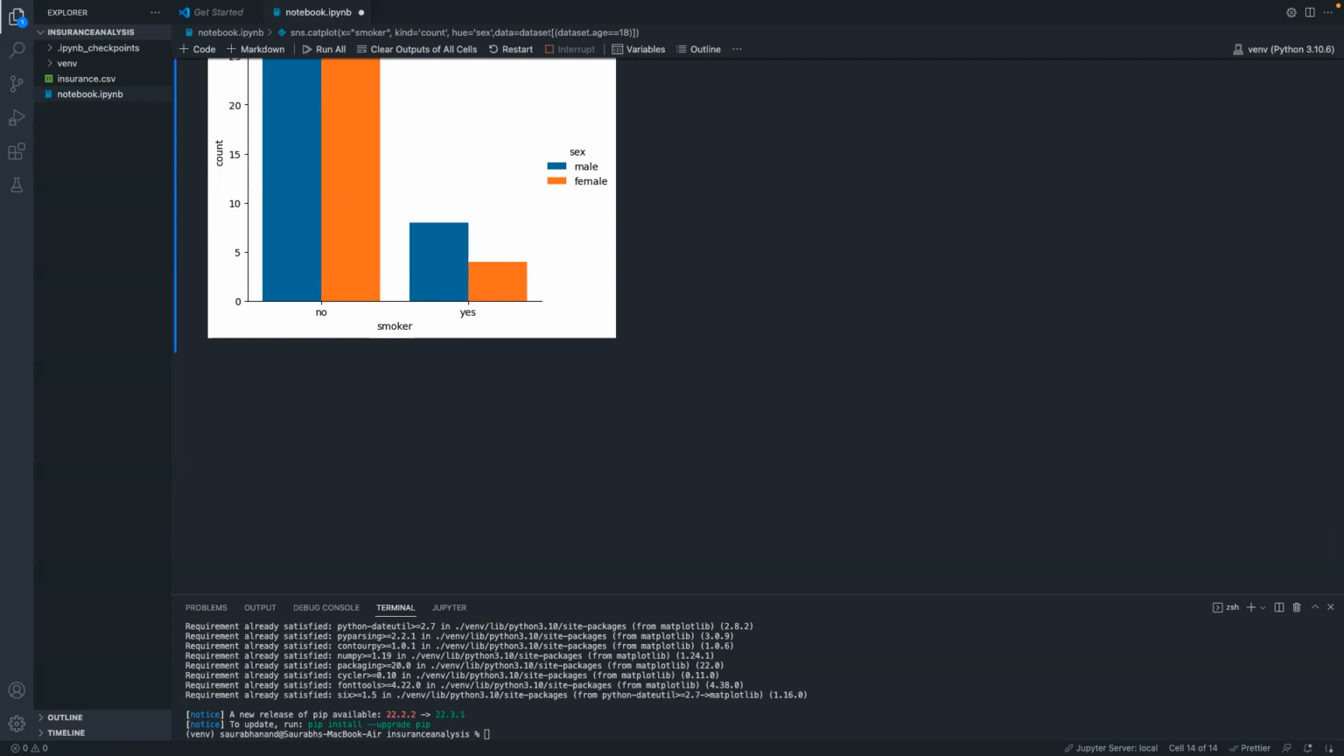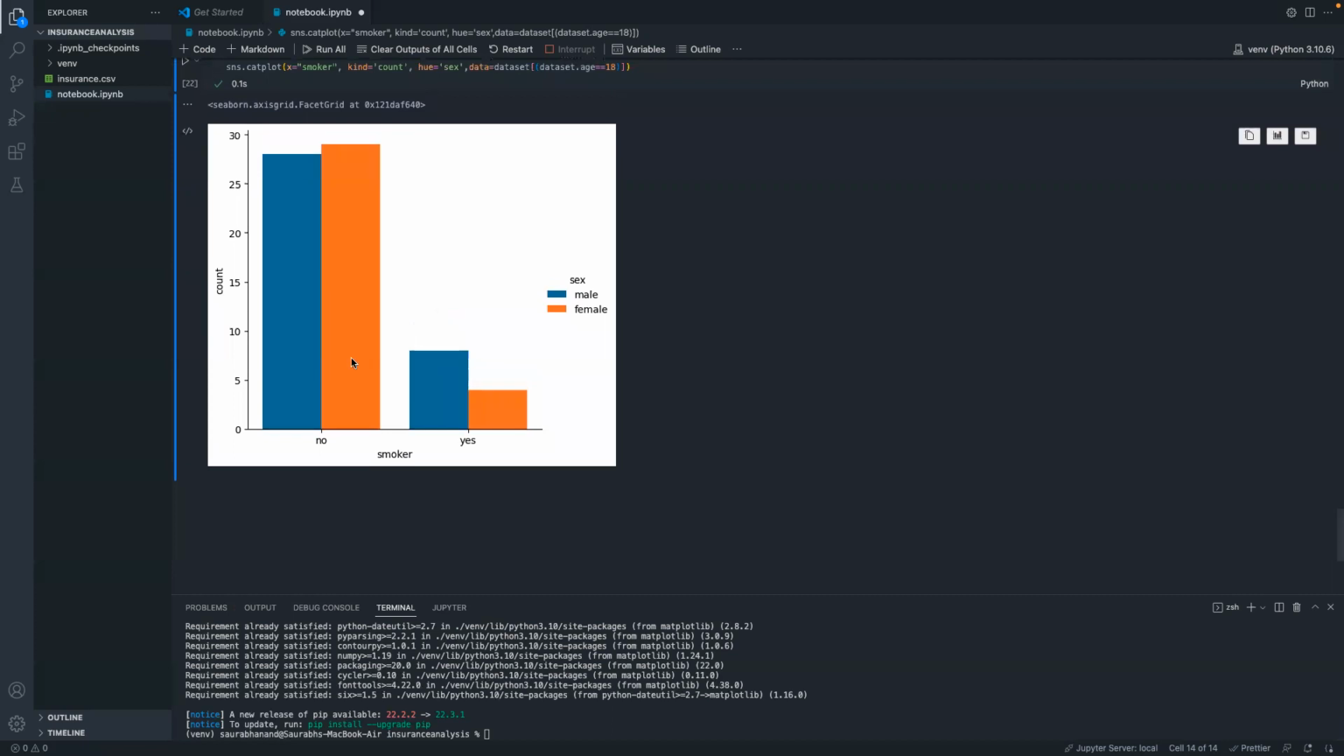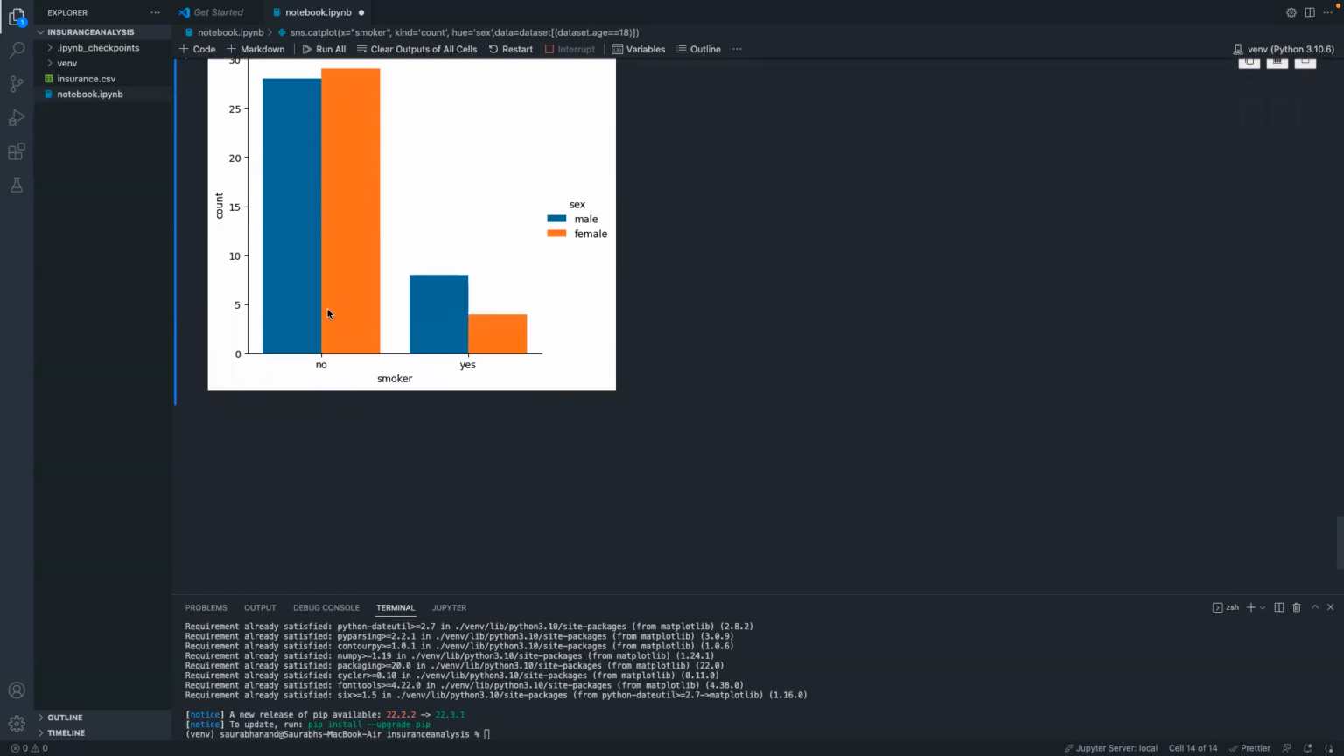So now I want to further delve into this question where I want to see what is the charges distribution for this particular graph. So what I mean is, do people in this age who smoke, do they pay more charges or do they pay less charges? And people who don't smoke, do they pay less charges or do they pay more charges? So we are just going to do that by using a bar plot here.